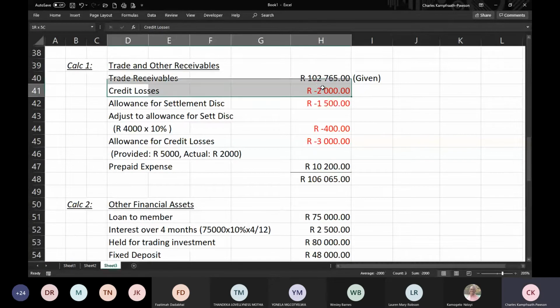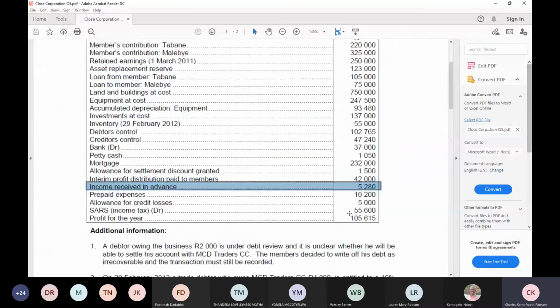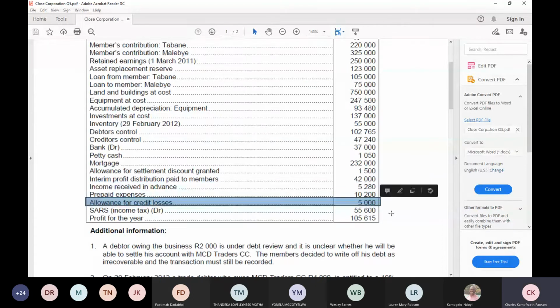So the credit loss for the year that actually happened was 2,000. However, we've already provided for 5,000. We already anticipated a possible loss of 5,000, but we only had a loss of 2,000.